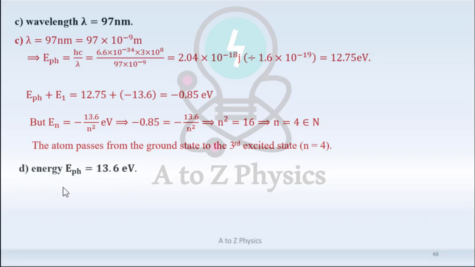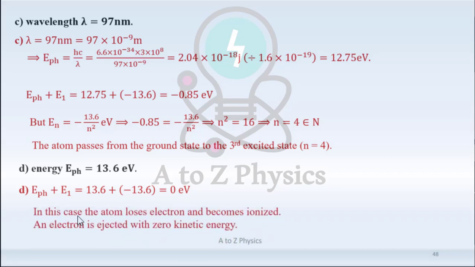Part D, if the energy of the photon is equal to 13.6 electron volt, when we add the energy of the photon to E1, we will have 0 electron volt. In this case, the atom loses an electron and becomes ionized. An electron is ejected with 0 kinetic energy.